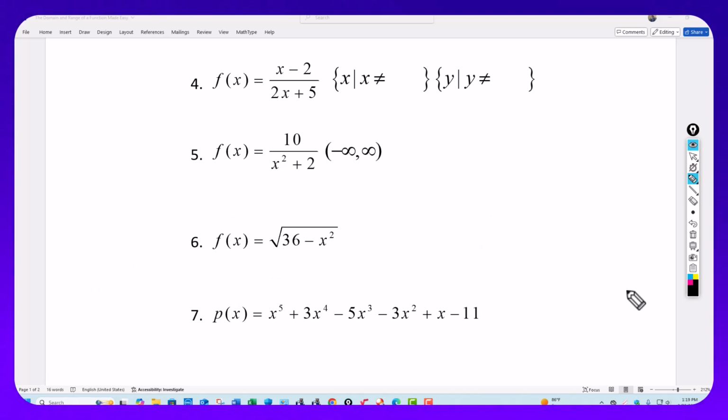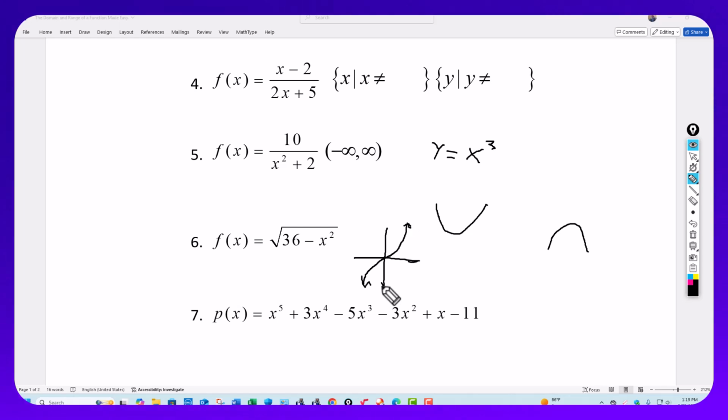Now, number 7 is a polynomial function. That's why I used P. I could have used F again, but a polynomial function. So you have parabolas that open up, parabolas that open down. You have the cubic third degree polynomial. The most basic one is y equals x to the third, and that has a graph that goes like this, passes through the origin, then it goes up like that.